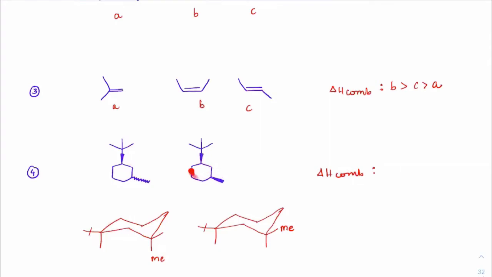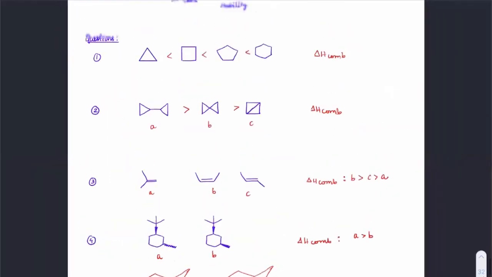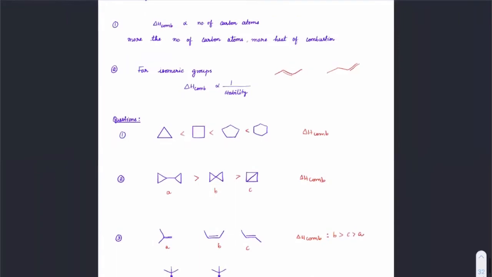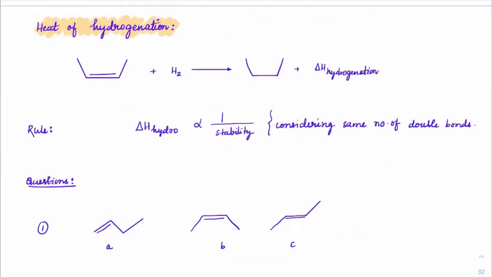So this will have less combustion energy, correct? If I take these as A and B, or 1 and 2, then A will have more delta H combustion than B. I think all of you got this point. Just make a note of it fast. That was delta H combustion. Let's discuss heat of hydrogenation.